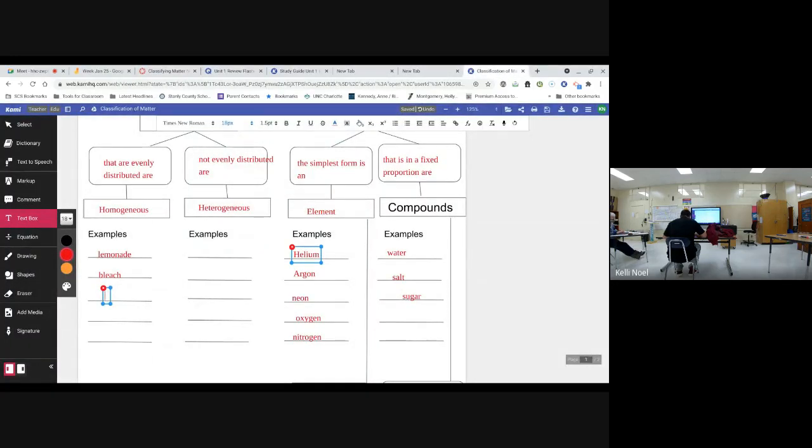I don't like blood being used there because blood really has some particles suspended in it. And so I don't like the fact that they have put blood there.